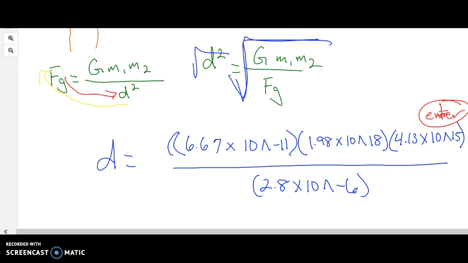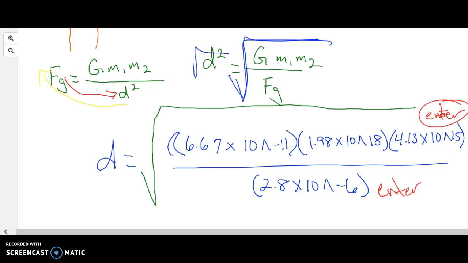All right, but I'm not done yet. There is one more step I have to do after I hit enter right here. So again, I would hit enter after I'm done with this, and I have one more step, which would be to square root the entire thing. Once I get that number, I have to square root the entire thing to find out the answer for the distance. All right, so let's do that. I'm going to plug that in the calculator and give you the answer in 1 second.